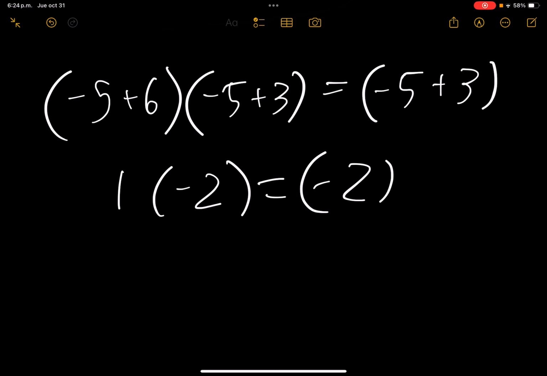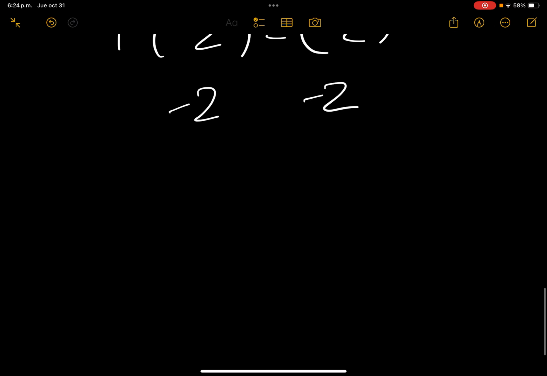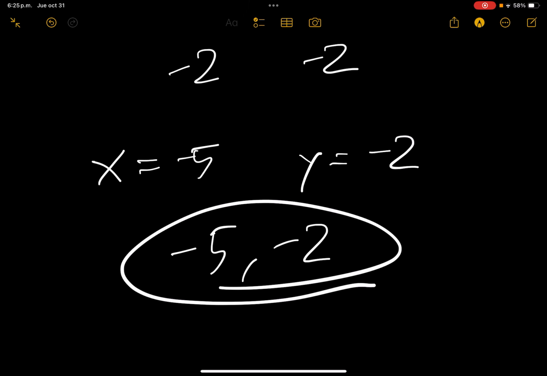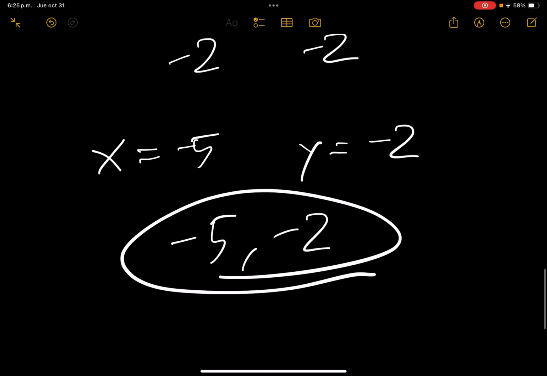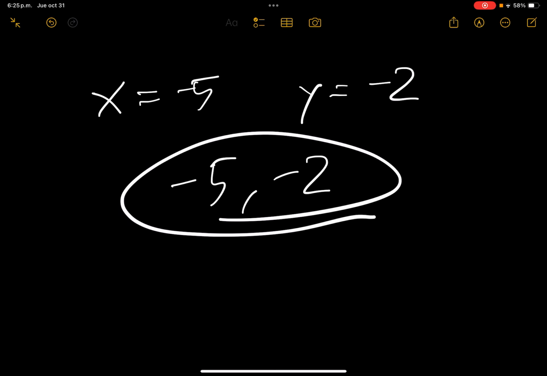So, both of them equal negative 2. So, at x equals negative 5, y equals negative 2. Your second point that you're going to select is (negative 5, negative 2). So, that's the end of it. Our 2 points are (3, 0) and (negative 5, negative 2).